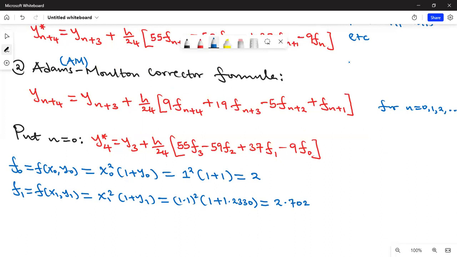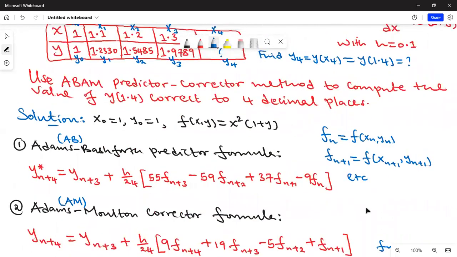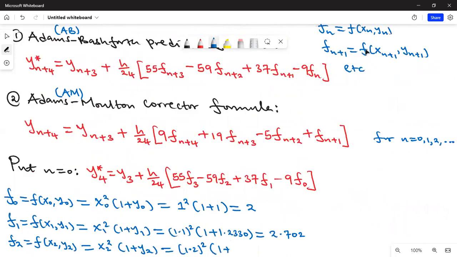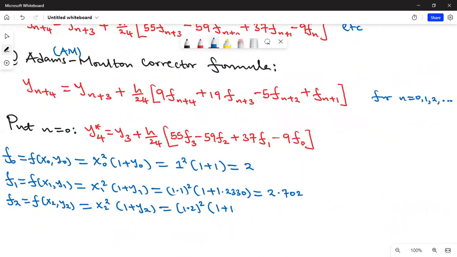Go to F2. That should give us f of x2, y2, and that is x2 squared times 1 plus y2. Our x2 is 1.2, we square it, and 1 plus our y2, again refer to the table, that is 1.5485. When you press this in your calculator, you need to get 3.669.